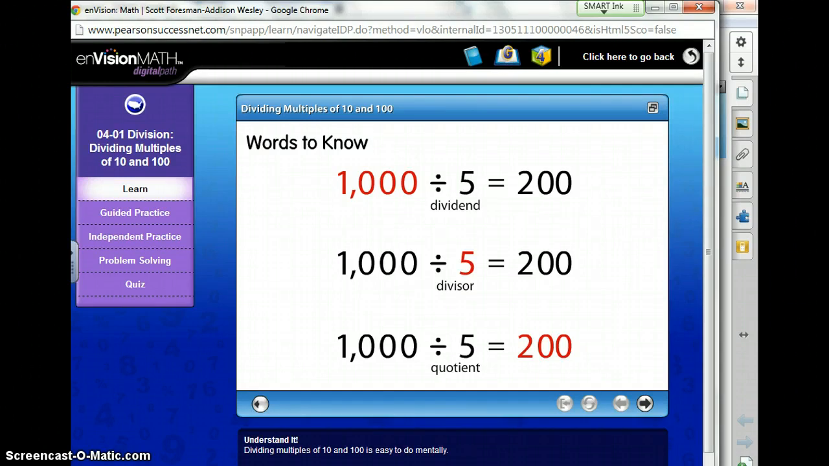Here we go. Today we're dividing multiples of 10 and 100. Like I mentioned earlier, when you are looking at a large problem like this, the first number we start with, the biggest number, is always called our dividend. Our second number, the number we divide it by, the number of equal groups, is called the divisor.